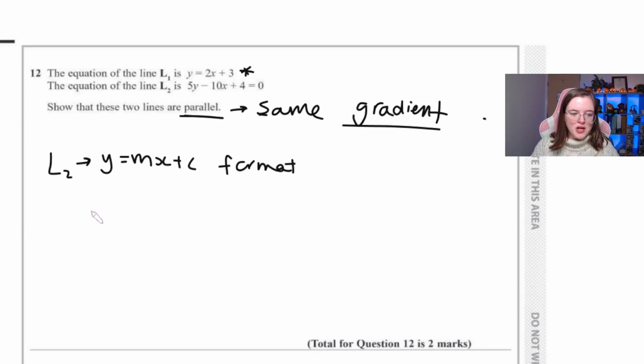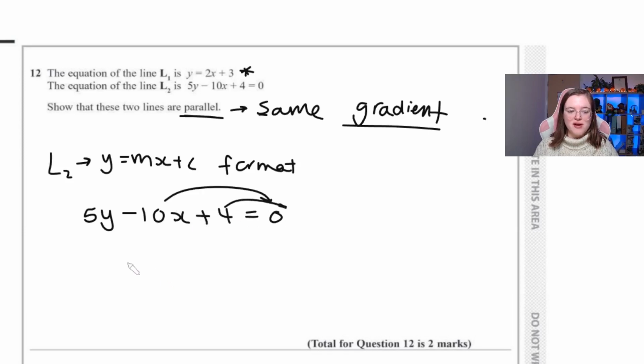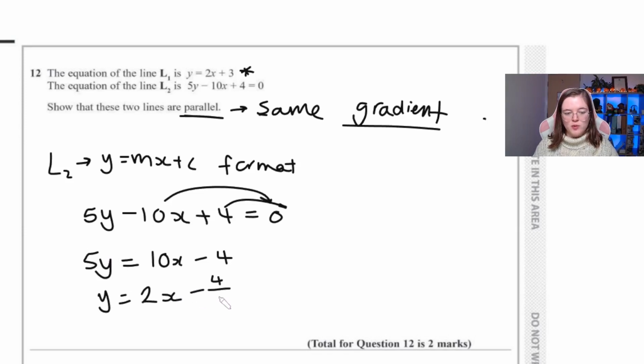Okay, so we're starting with 5y minus 10x plus 4 equals 0. I want y on its own, so I'm going to shuffle everything else over there. So 5y is going to equal, if we add 10x over there, 10x, and then we take away 4. Then we divide through by 5 to get y on its own, so y is equal to 2x minus 4 fifths.